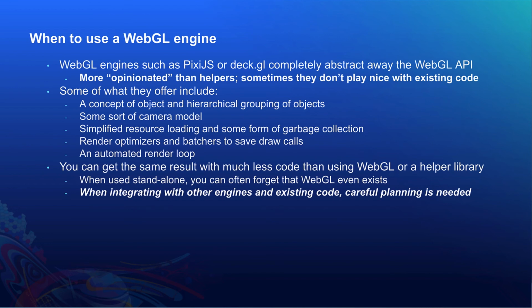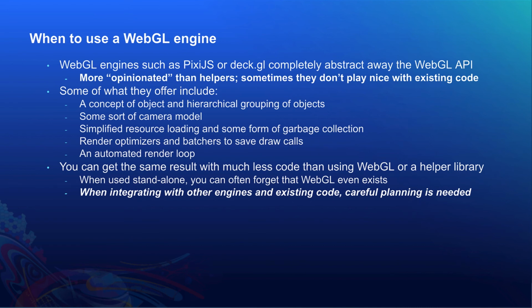Engines are more opinionated than helpers. They provide higher-level abstractions that are fairly easy to understand and use, even for developers that are not familiar with WebGL. But sometimes, because of this higher sophistication, they don't play nice with existing code. Engines normally offer a concept of visual object and container, and a way to group objects together. They usually define a camera model and a way to move a camera around. They support simplified resource loading and garbage collection of unused resources. They support dynamic optimization, such as a way to batch draw calls.